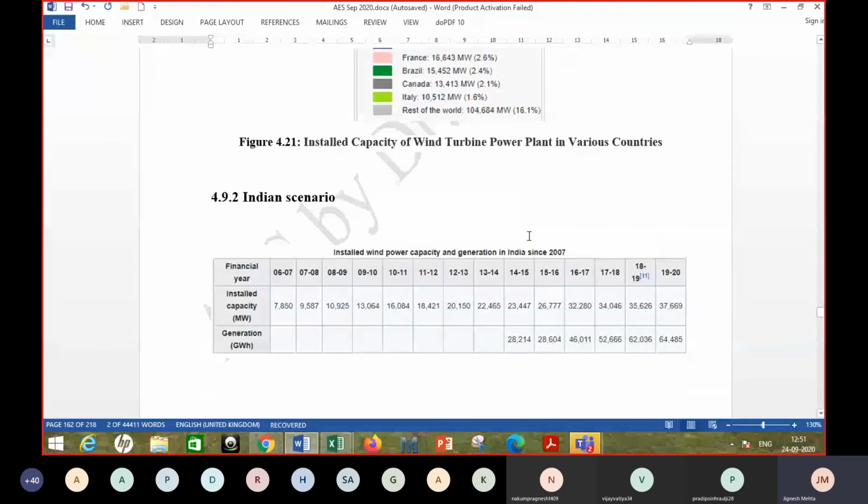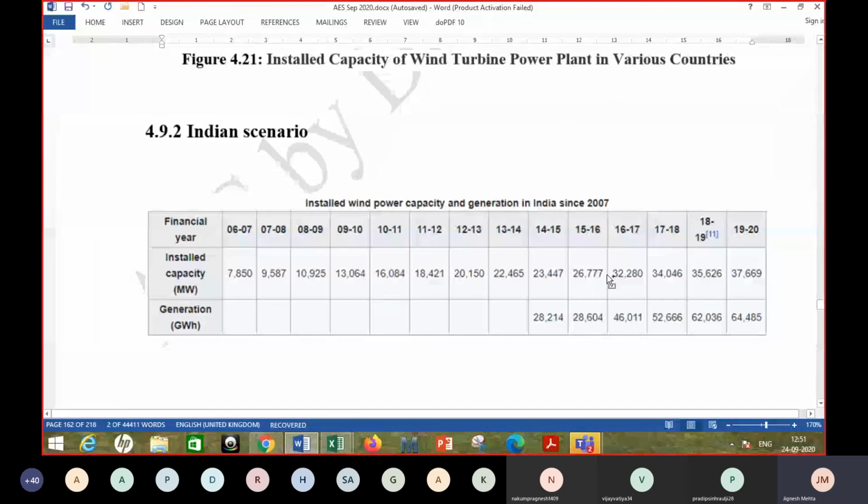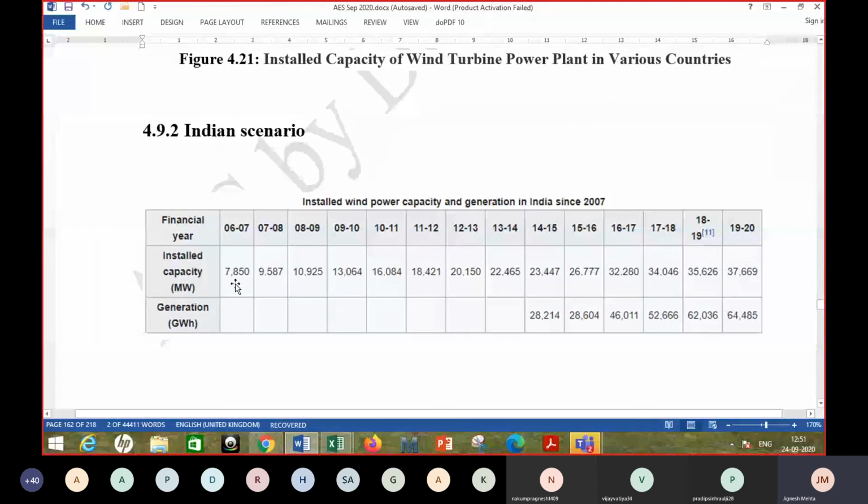Then the scenario in India: you can see what the installed capacity was. In 2006-7, in megawatt, it was 7.8 or around 8 gigawatt. In 2010-11 it was around 16 gigawatt, in 2014-15 it is around 23 gigawatt, and now it is nearly 38 gigawatt, the installed capacity.